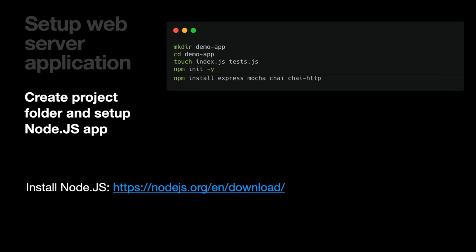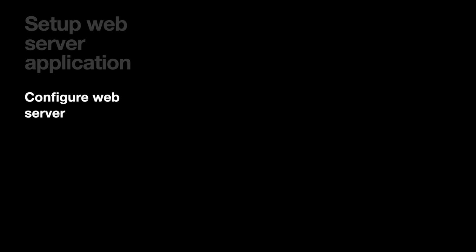Okay, so what we're going to do is install some dependencies, that's what we just talked about. And then we are going to proceed to actually configuring our web server, that's writing our web server. This code is going to go into your index.js file.